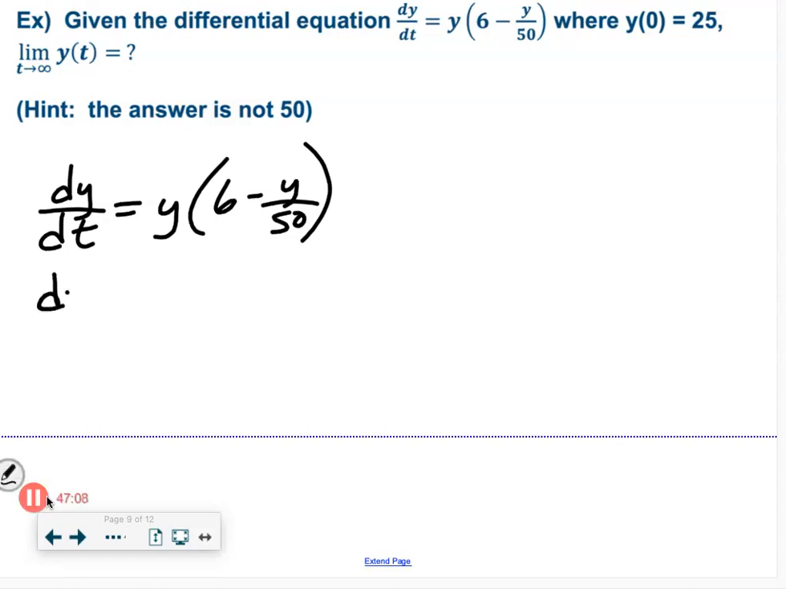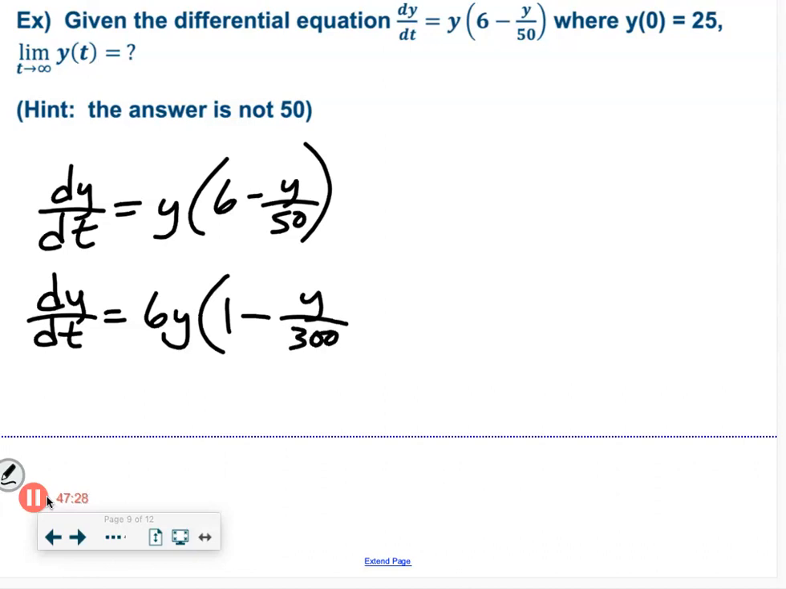So you have dy dt equals 6y times 1 minus, and this is where students sometimes get confused. Do I divide the 50 by 6? Do I multiply the 50 by 6? If you're not sure, go ahead and do one of them. I'll tell you, you have to multiply it. Because you're dividing the whole thing by 6, which means you're multiplying the denominator by 6.